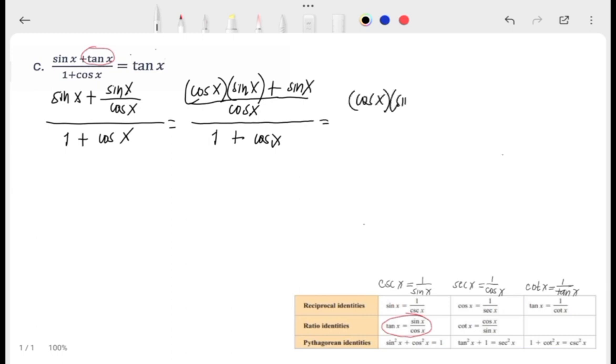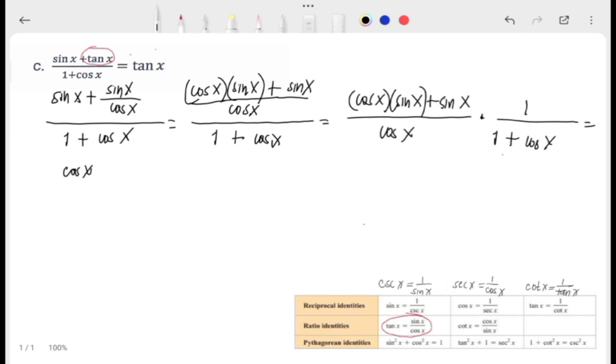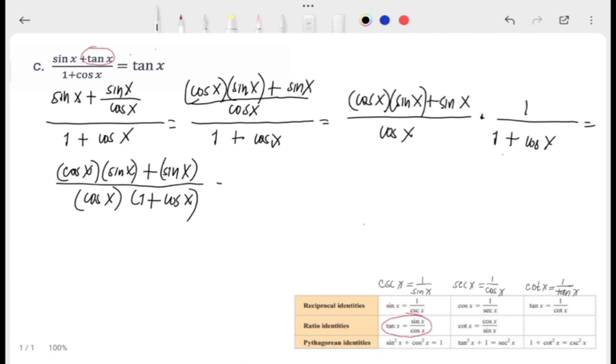Then, we multiply this by the reciprocal of the denominator, and it will be equal to cosine x times sin x plus sin x over cosine x times quantity 1 plus cosine x. Then, in the expression, we factor out sin x: sin x quantity cosine x plus 1 over cosine x times quantity cosine x plus 1.